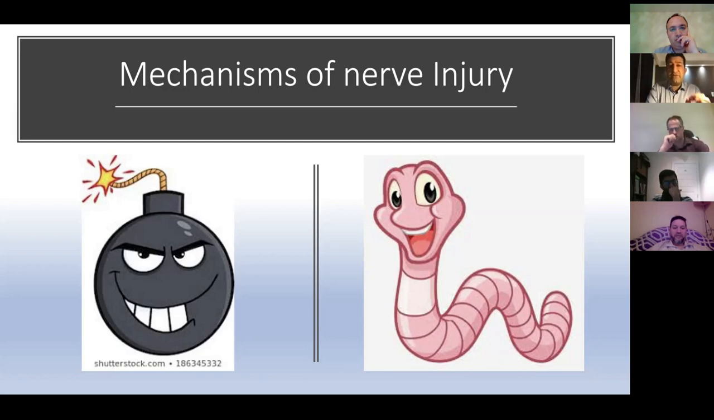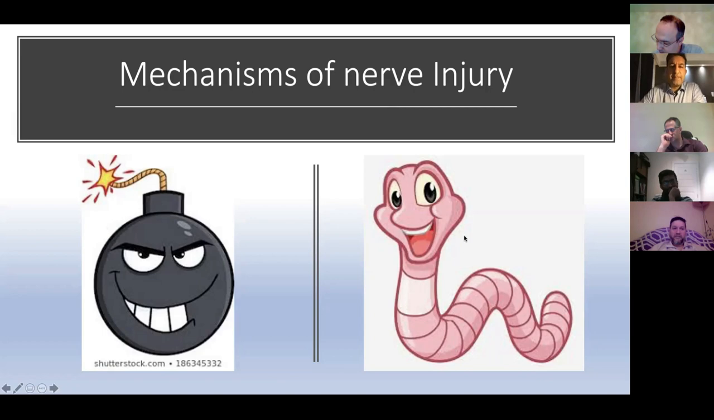Okay, but if you leave a conduction block for a period of time, because essentially you get a compartment syndrome, you get disruption of the blood nerve barrier, which I mentioned before, between the perineurium and endoneurium, effectively that will progress on to become a degenerative lesion.